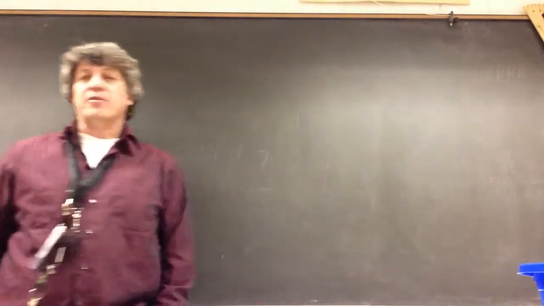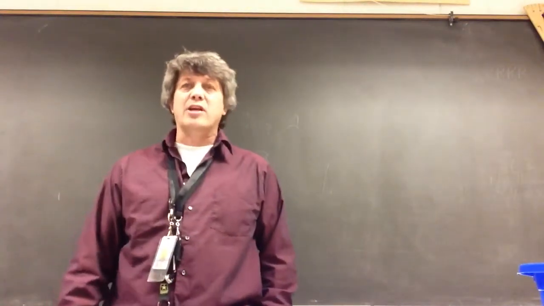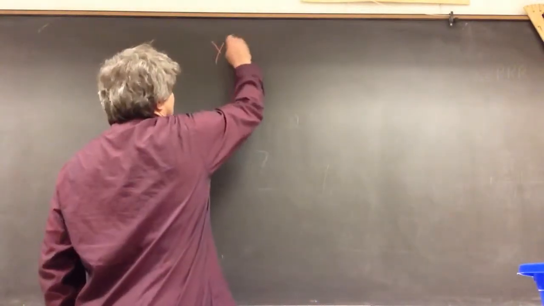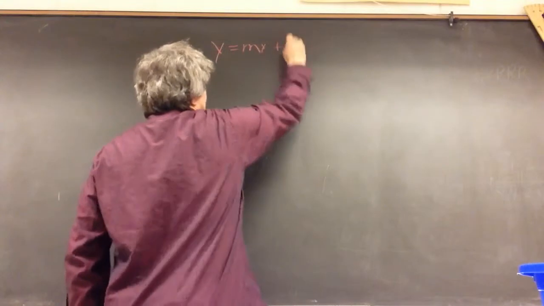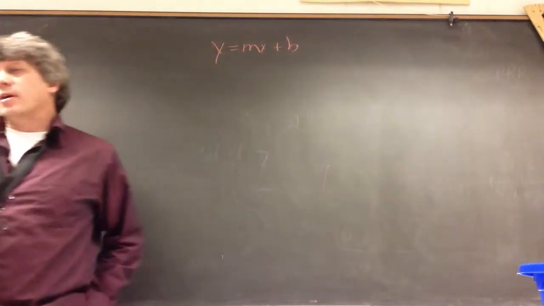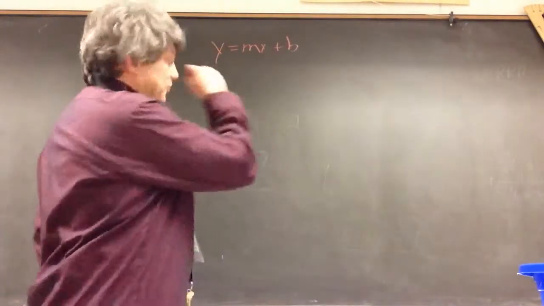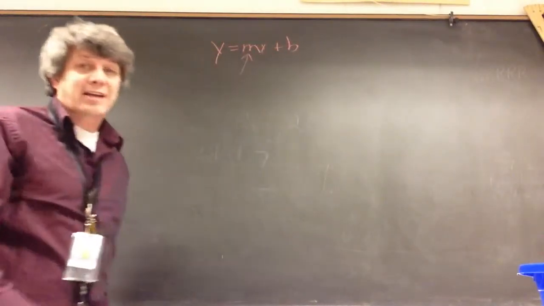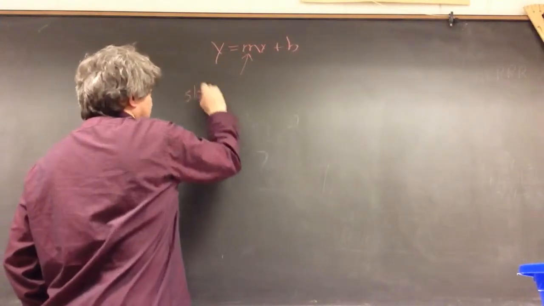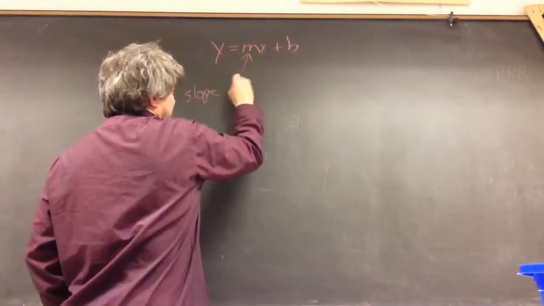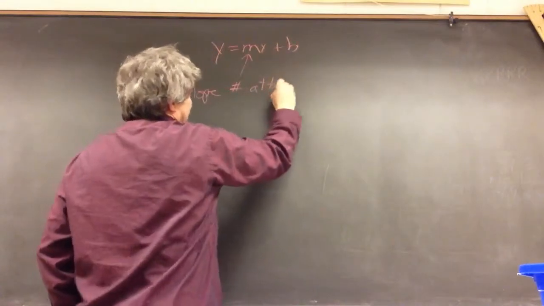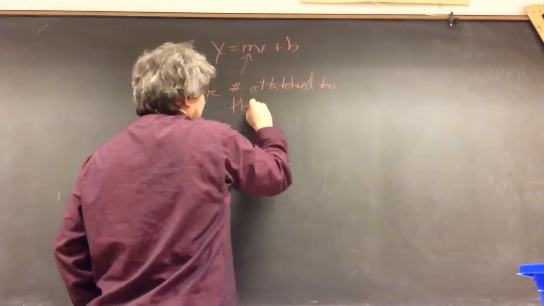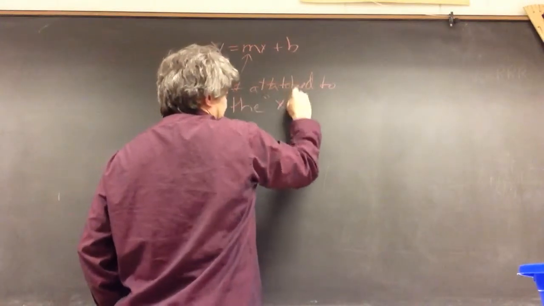Okay, first thing we talked about was when we have an equation set up as y is equal to mx plus b. So we have y is equal to mx plus b, right? We have that equation, okay? So when we're talking about this problem, how to find the slope first: the number attached to the x is the slope.